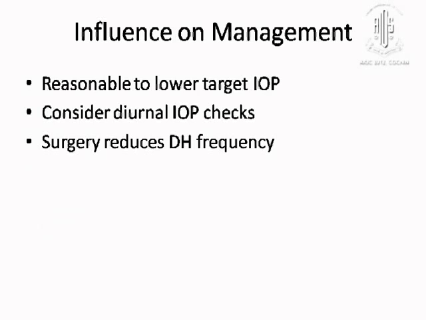As for the influence on the management of a disc hemorrhage, like I said, it is always good to lower the target IOP when you find a disc hemorrhage. Then, especially in the NTG group, it is always good to consider diurnal IOP if we are missing a peak and a trough of the IOP. And it has been shown by a number of studies that glaucoma surgery will reduce the disc hemorrhage frequency, suggesting that the equalizing of the perfusion pressure may have a bearing on their mechanism again.